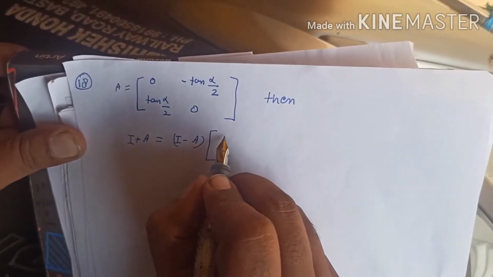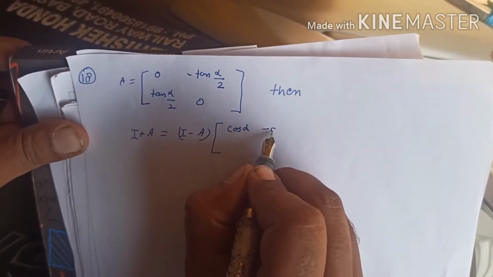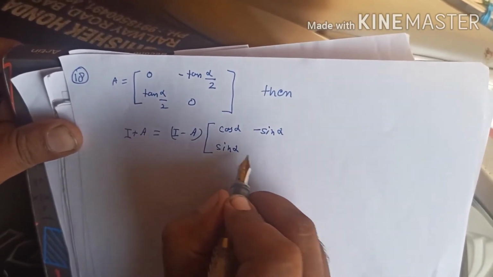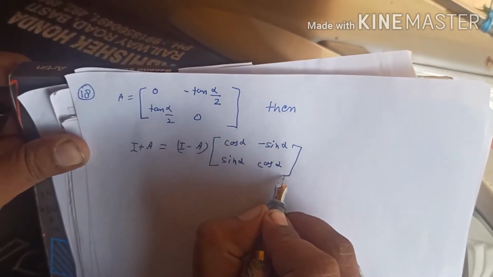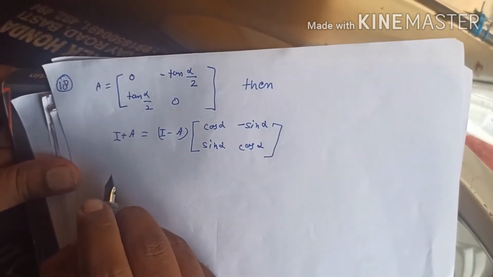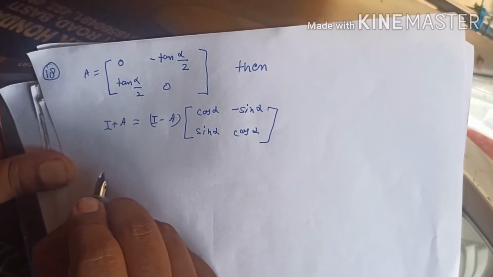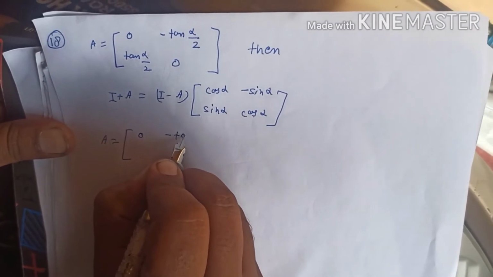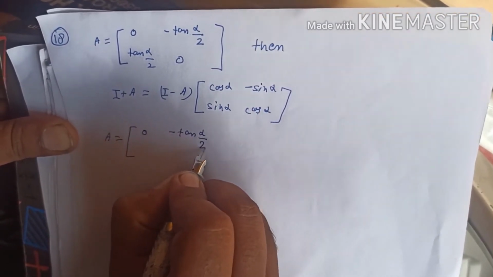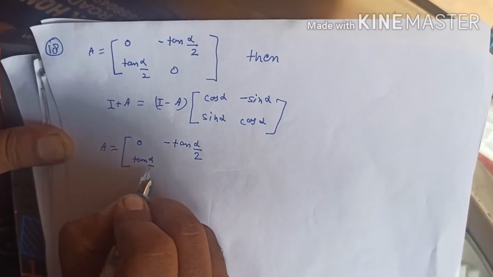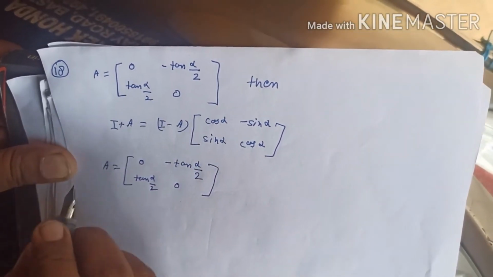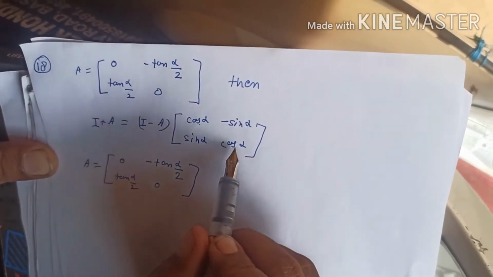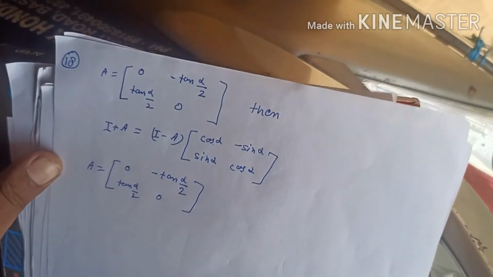into [cos of alpha, negative sin of alpha; sin of alpha and cos of alpha]. So first I have A, which is equal to [0, negative tan alpha by 2; tan alpha by 2 and 0]. So first I want to write cos alpha and sin alpha in the form of tan alpha by 2.